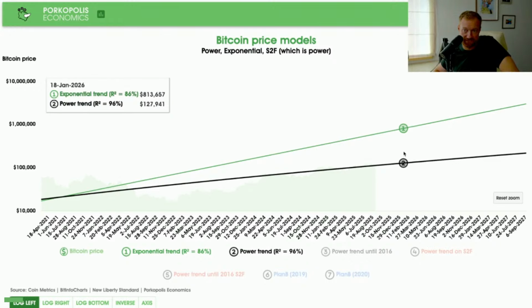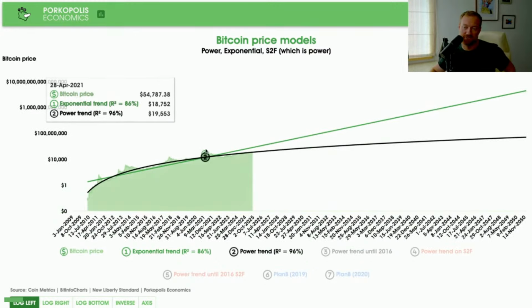Trend at the end of the year is 125K. See the black line, the real trend, the power trend. 2 to 3x is 250 to 375. Still, in this case, that's half of what the trend line exponential growth does. So it doesn't look great. It just doesn't look great.